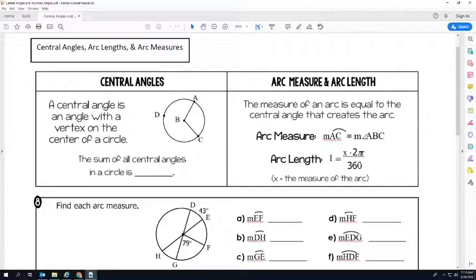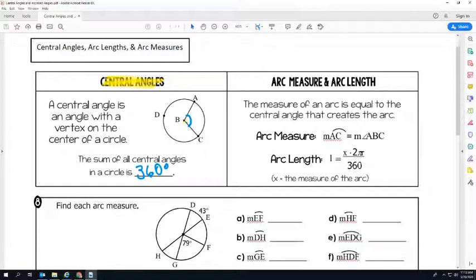Okay, so today we're going to talk about central angles. A central angle is an angle where the vertex is right here at the center of the circle. So this angle right here, angle ABC, is a central angle because its vertex is at the center of the circle. The sum of all central angles in a circle is always going to be 360 degrees because that's the measure of a full circle.